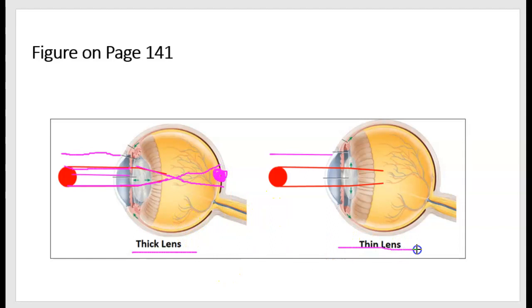Notice in the thin lens, the light rays come in at the same angle, but they're not bent nearly as much. And that's because the lens is thinner. You won't get as much refraction. And so the point of convergence is going to be much farther back, the back of the eye, and you won't get a full sharpened image at the retina if you're looking at something near. But the thin lens bends the light rays much less.